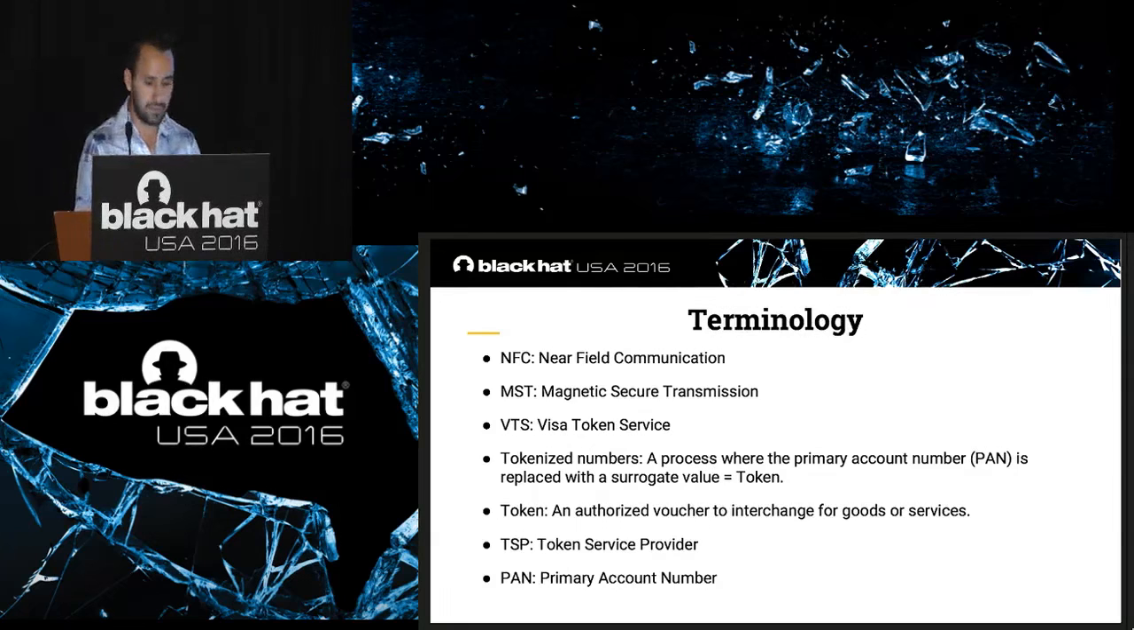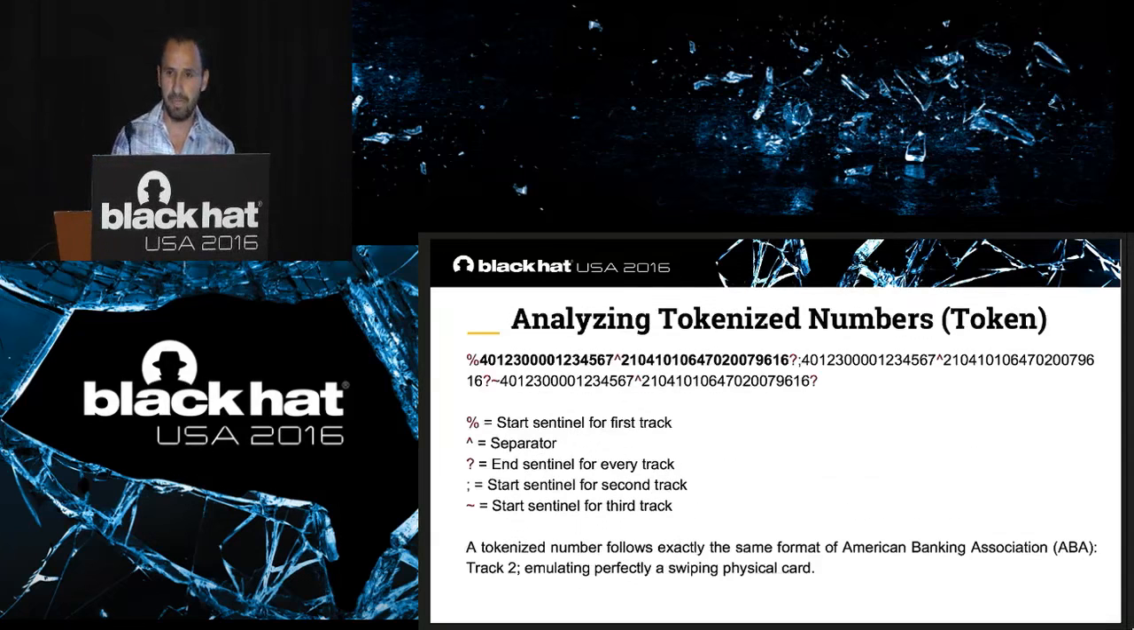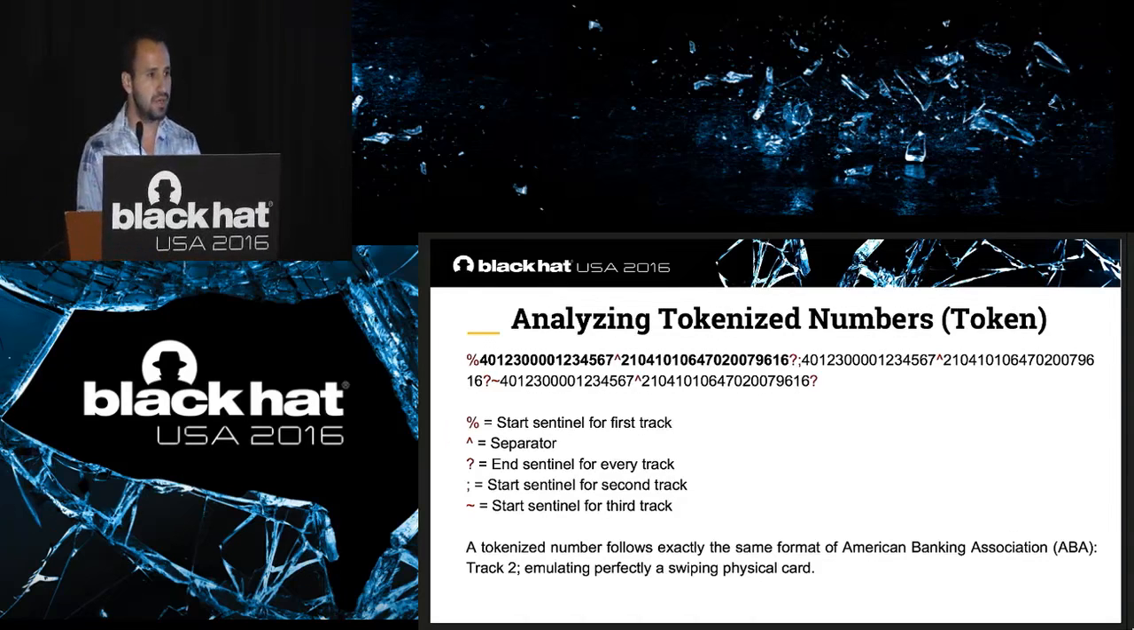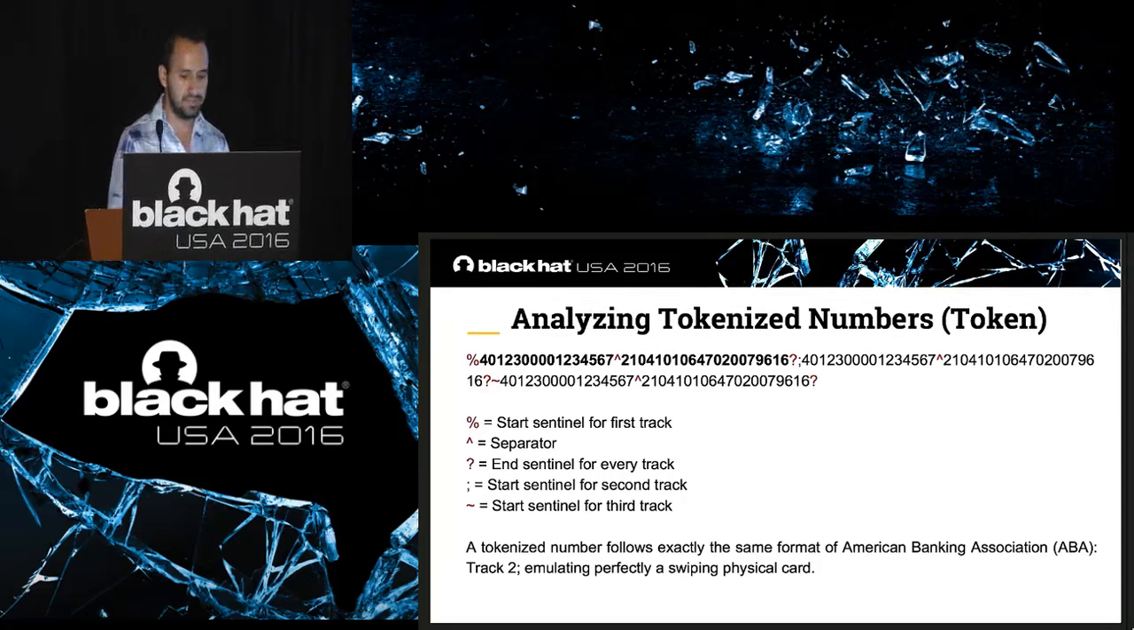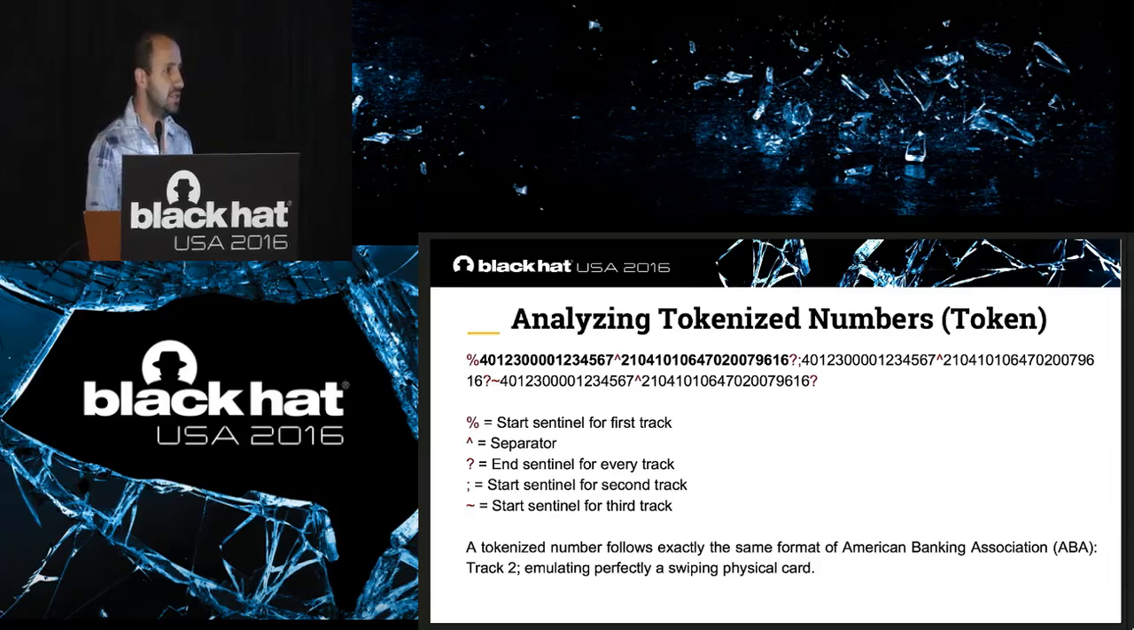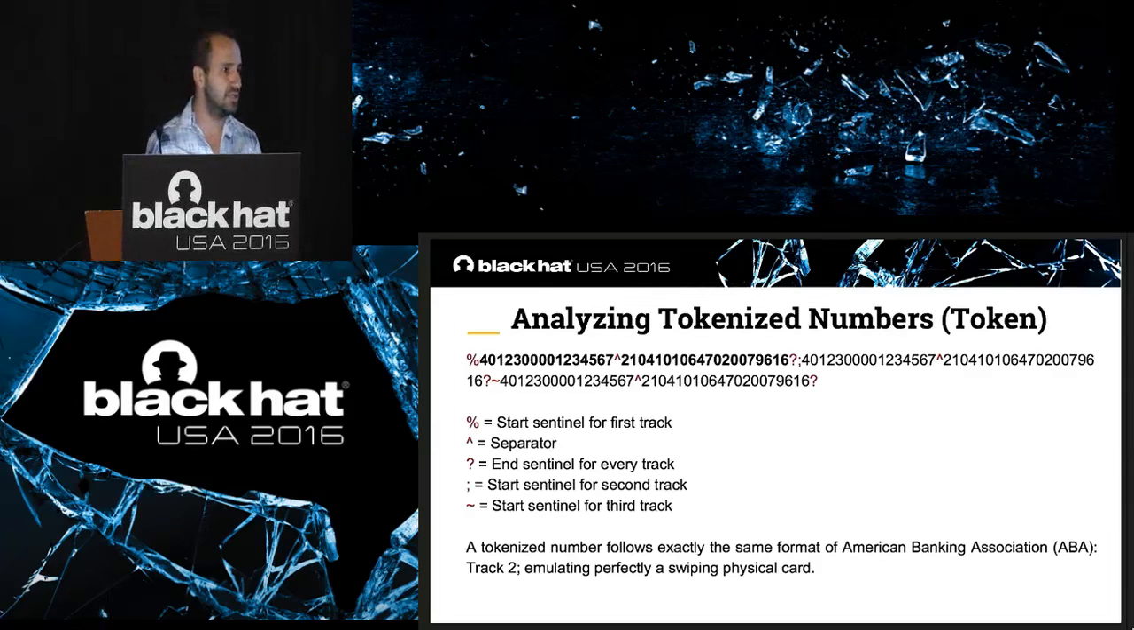TSP is for token service provider, which is in charge of validating tokens, and PAN for primary account number. So let's start analyzing tokenized numbers. Basically, when you make a payment with Samsung Pay, it generates 3 tracks. It's very similar, or the same thing, as when you swipe your card in the terminal. The main difference is that every token is equal in all the tracks. It doesn't matter what track the terminal detects. If it detects any of these, the transaction can go through.